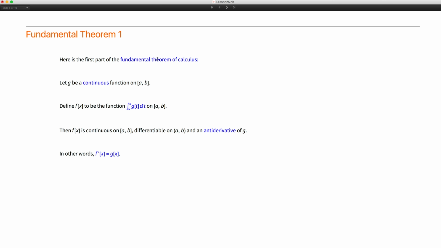Now there are two versions. That's version 1 over here, which says that if you have a continuous function g and you define f to be the integral from a to x, then what you get back is a function, an integral function, and this integral function is actually an antiderivative of g. In other words, f prime of x is equal to g of x.